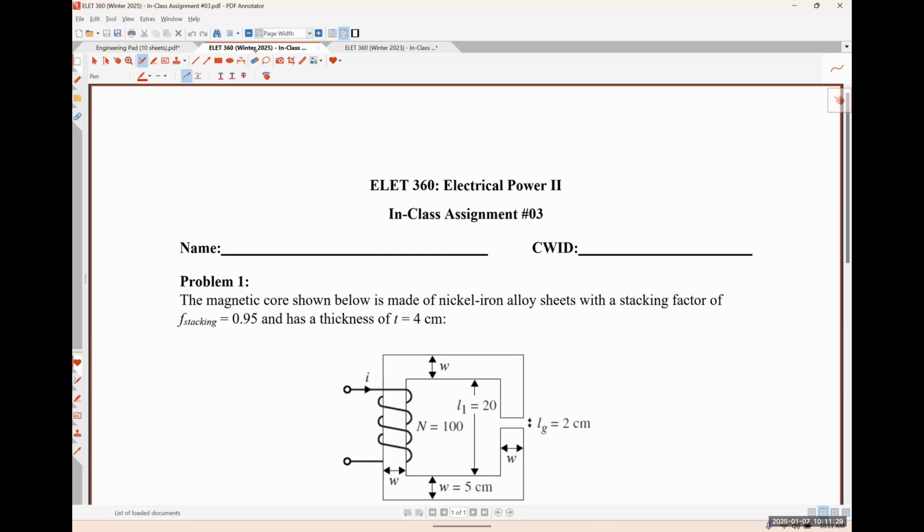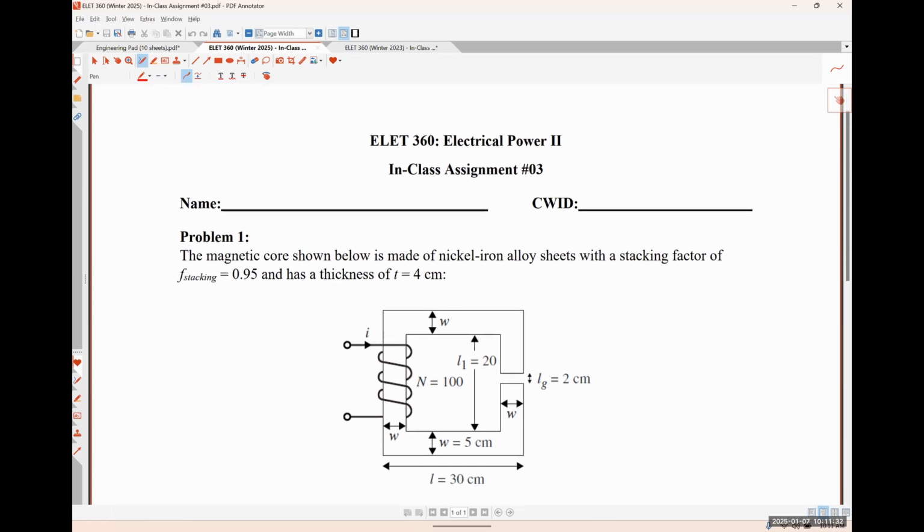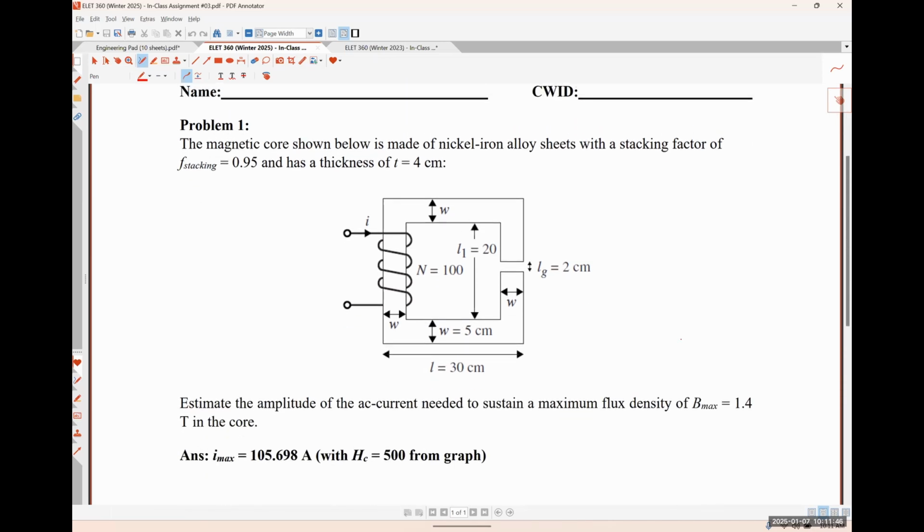Okay. All right. So we've got our magnetic core material with an air gap, nickel iron alloy sheets with a particular stacking factor. The thickness, so that's the dimension into the page for this guy, is 4 centimeters. We are intending to estimate the amplitude of the AC current needed to sustain a maximum flux density of 1.4 Tesla in the core. So the first thing that we're going to need to figure out is what value of H corresponds to a flux density of 1.4 Tesla.